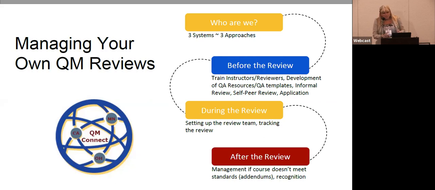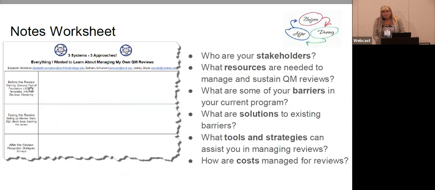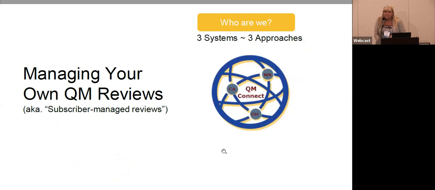So do you see the blue QM Connect there? I've got the 3 state abbreviations in there. Did anyone catch that? We've got California, Minnesota, and Ohio. You caught that?